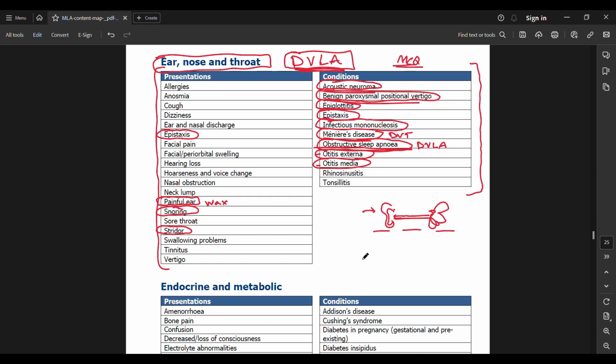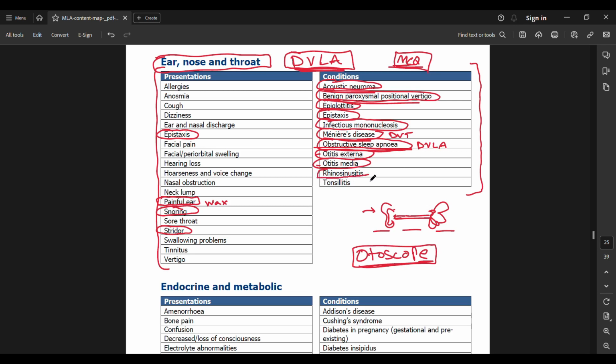Because they might actually ask you to perform an otoscopy with an otoscope on the patient, okay? So do that well, know all the examinations you need to do for your multiple choice question exams, and know how to perform the examinations in the case of your OSCE exams.